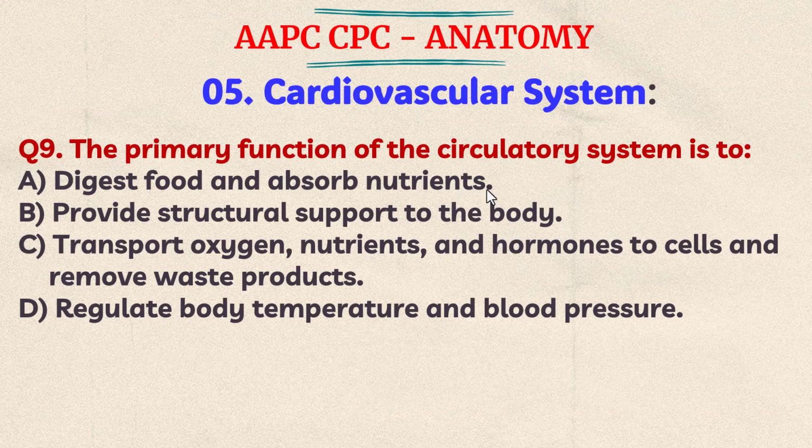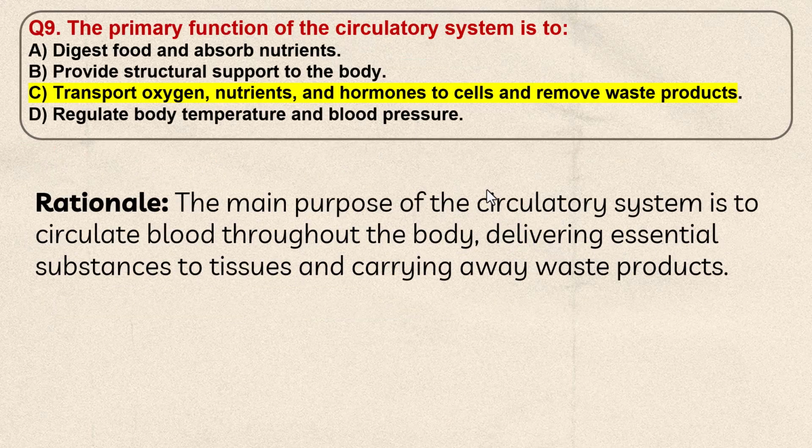Question number 9. The primary function of the circulatory system is to A. Digest food and absorb nutrients. B. Provide structural support to the body. C. Transport oxygen, nutrients, and hormones to the cells and remove waste products. D. Regulate body temperature and blood pressure. So it's a straightforward question. The correct answer is C. Transport oxygen, nutrients, and hormones to cells and remove waste products.